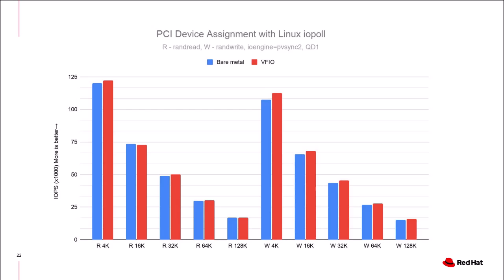The other thing we see here is that the gap between bare metal and VMs has closed. So at this point, they're very similar. And you can say that using PCI device pass-through, you can get bare metal performance.